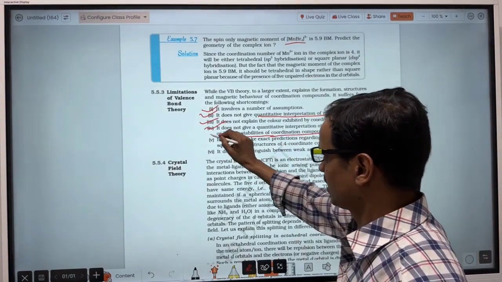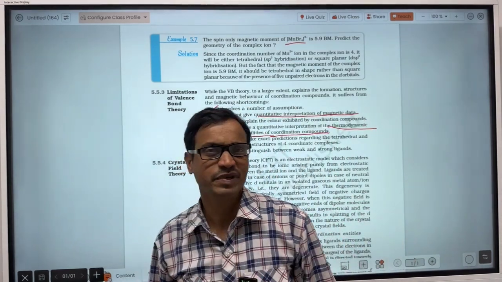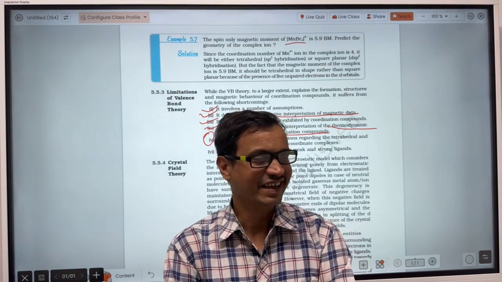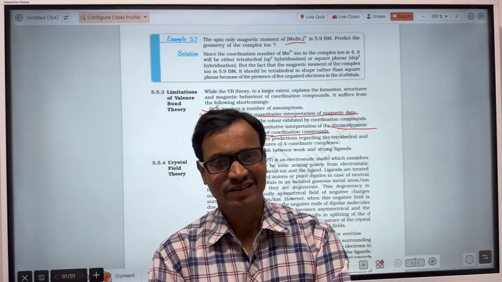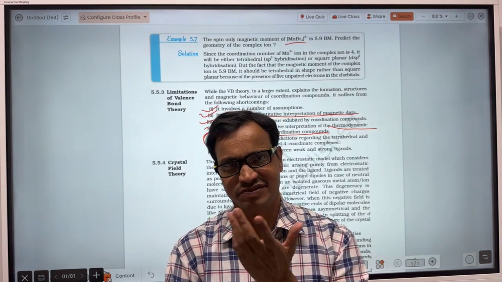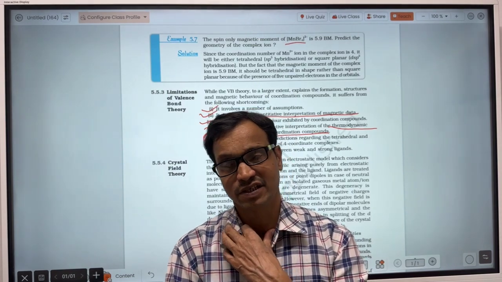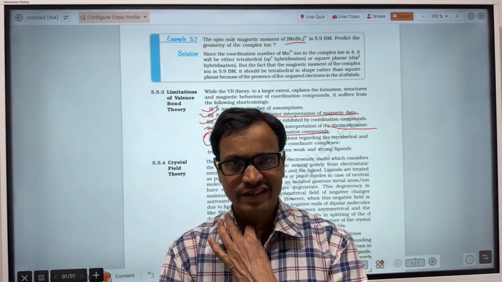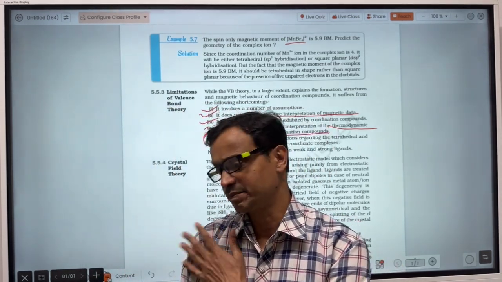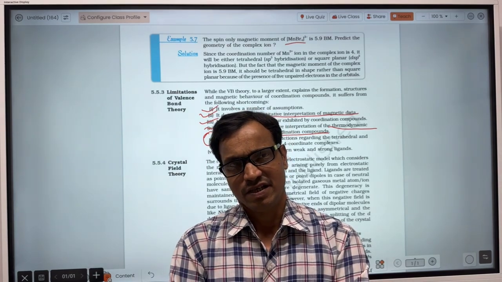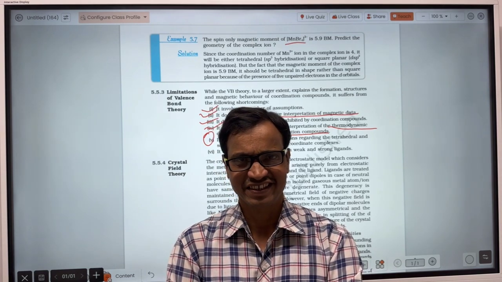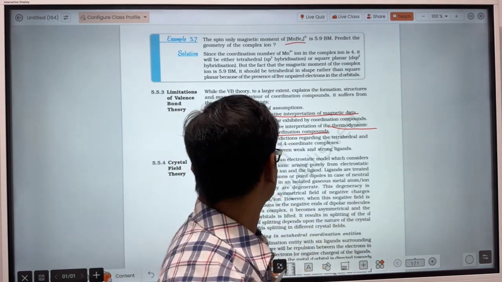Next, when the coordination number is 4, it is difficult to predict whether the shape will be tetrahedral or square planar, because valence bond theory has not set a clear-cut demarcation between the strong field ligand and the weak field ligand. So that is here.